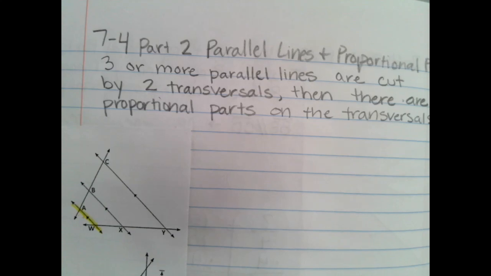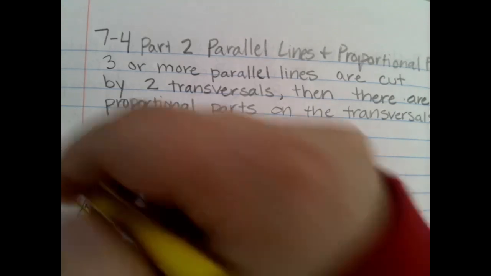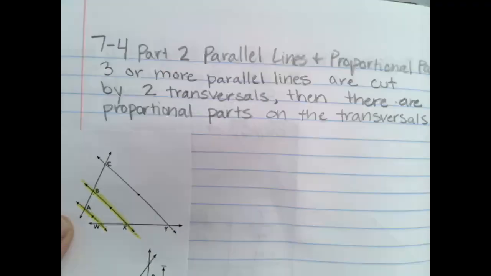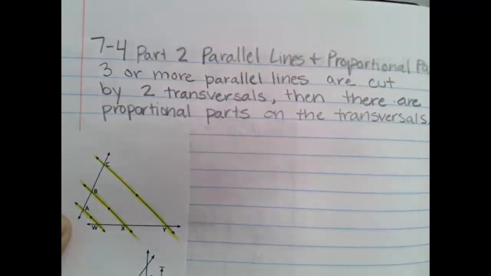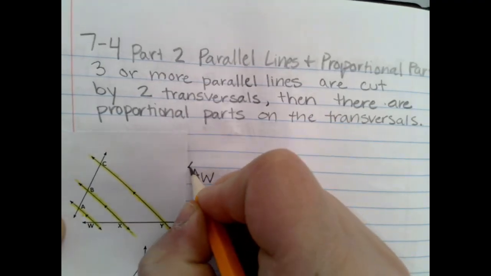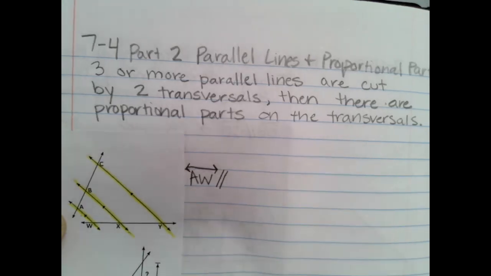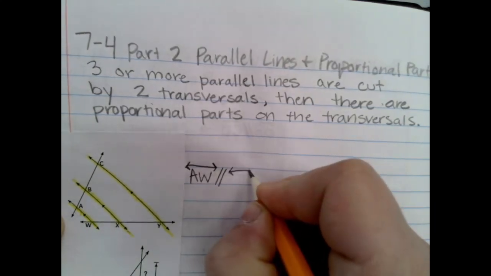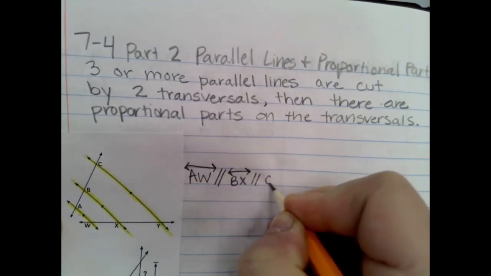So AW is parallel to BX and CY. Okay, so we can write that out, that AW, and that's a line, so we're going to put that line above it with the arrows on both sides, is parallel, so we use those two little slashes to show parallel, to BX, which then is parallel to CY.